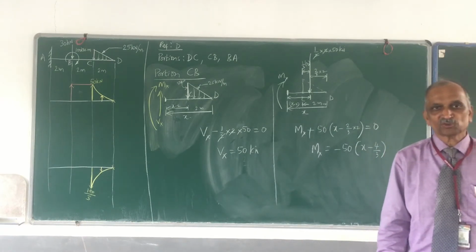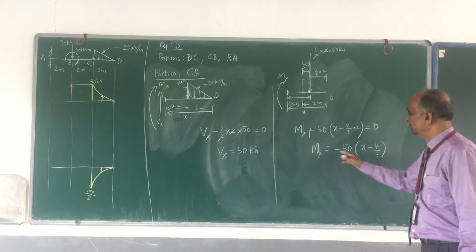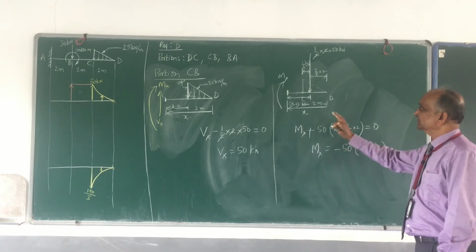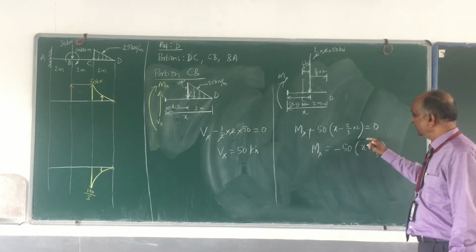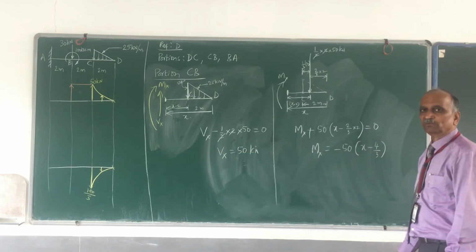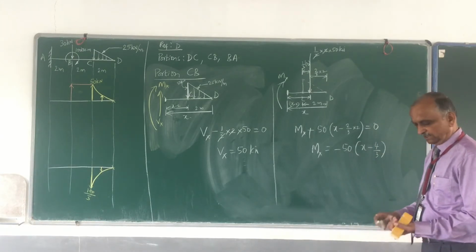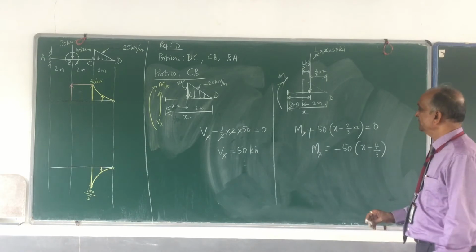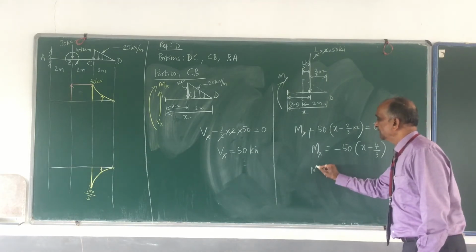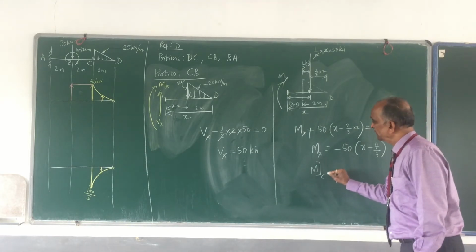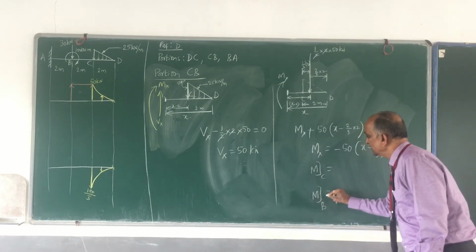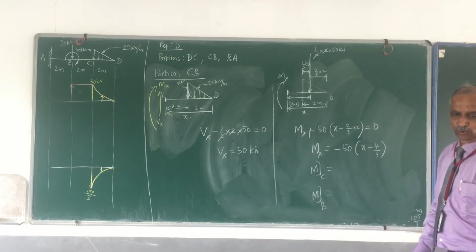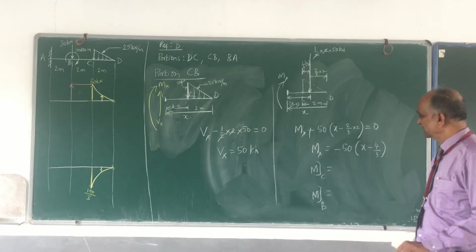So what does it mean? The bending moment is not constant. Bending moment varies because of the presence of x raised to 1. The bending moment varies linearly. Therefore, bending moment at C and bending moment at B, 2 points are sufficient for me.